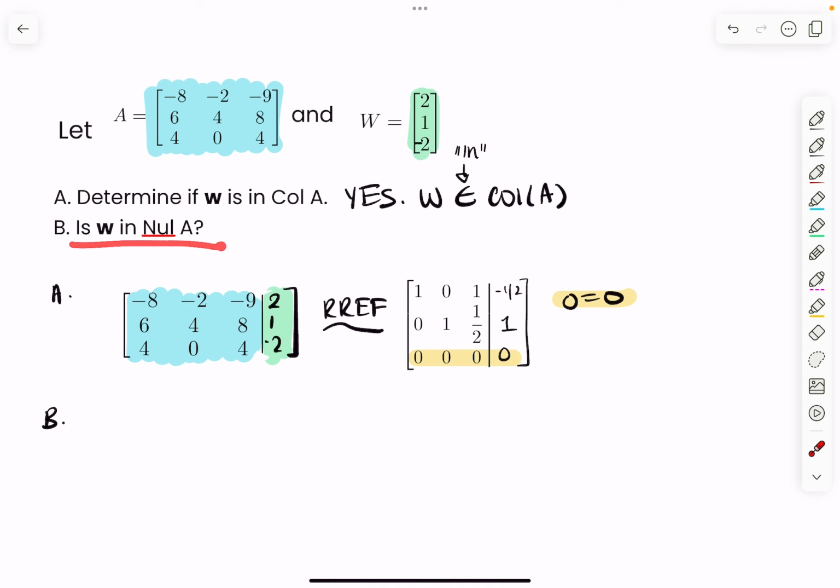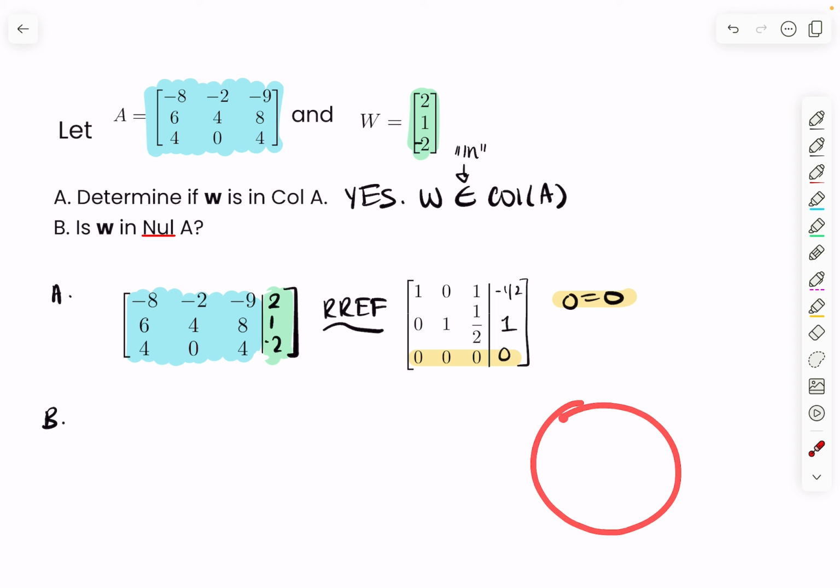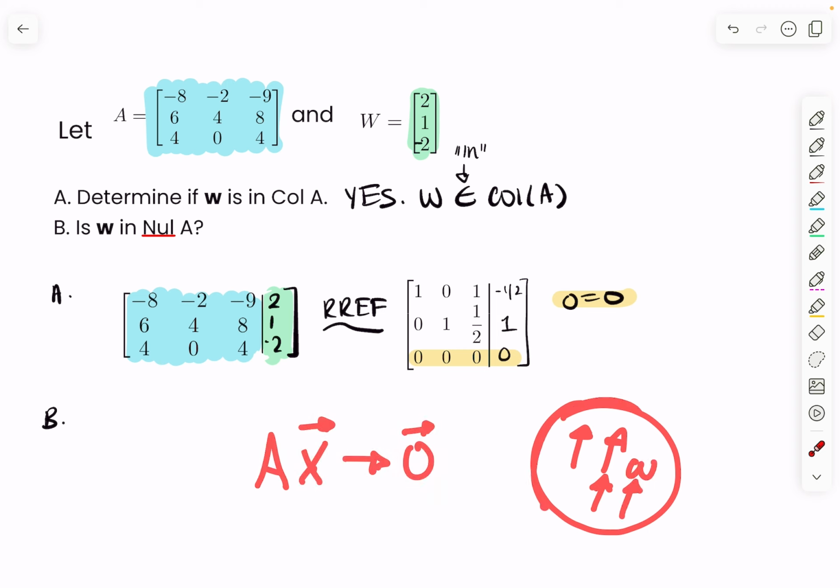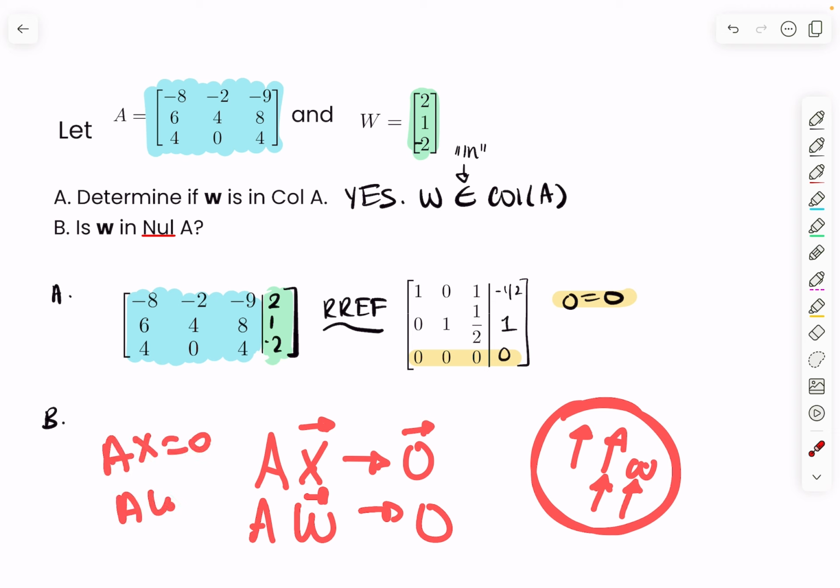Then for B, they're asking us if W is in the null space of A. Well, then you would ask yourself, what is the null space of A? The null space of A is just the collection of all of the vectors that your matrix sends to 0. So if W is a vector in the null space of A, that means that the matrix A sent W to 0. So in other words, we're just solving for AX is equal to 0, or in this case, AW is equal to 0. We want to know if A times W will give me 0. If it is, then W is for sure in the null space of A.